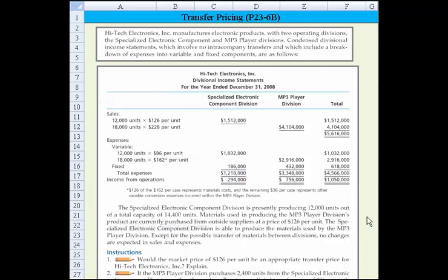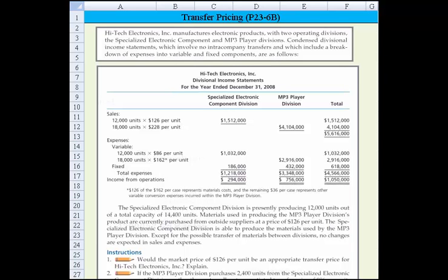All right, now let's read this part here. The Specialized Electronics Components Division is presently producing 12,000 units of output of their total capacity of 14,400. Materials used in the production of MP3 players are currently purchased from outside suppliers for $126. Okay, so that starts to make sense in light of the note we read. The Specialized Electronic Components Division is able to produce the materials used by the MP3 Player Division. Except for the possible transfer of materials between divisions, no changes are expected in sales and expenses.